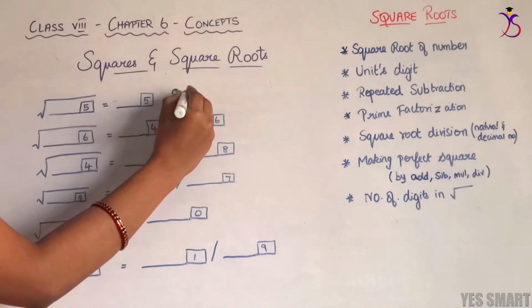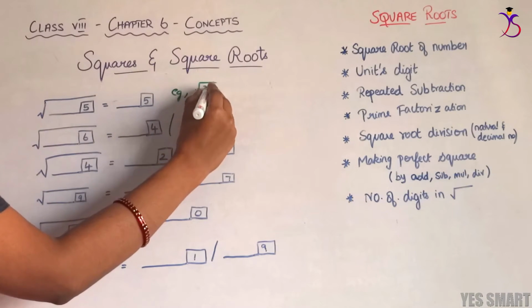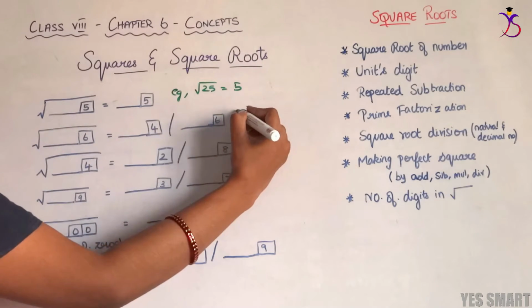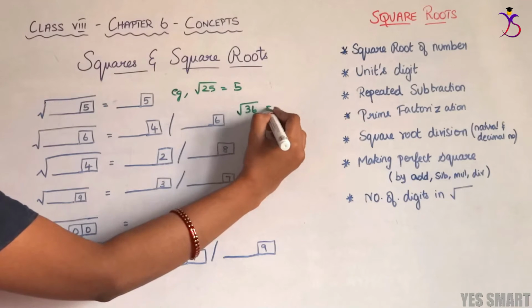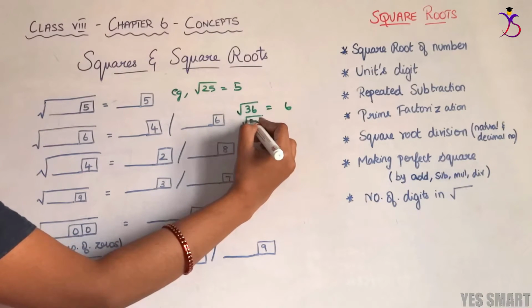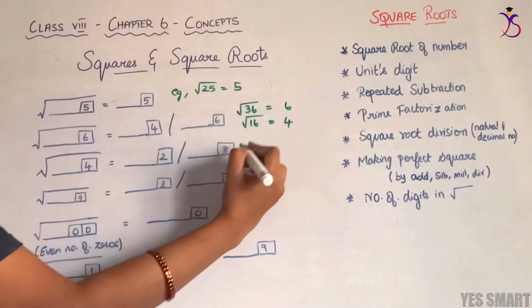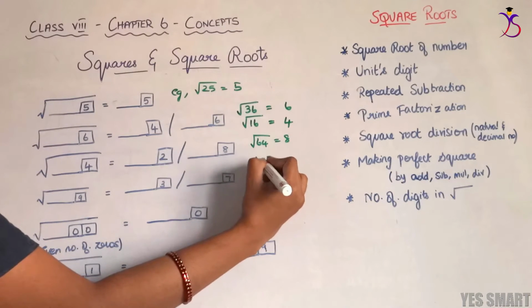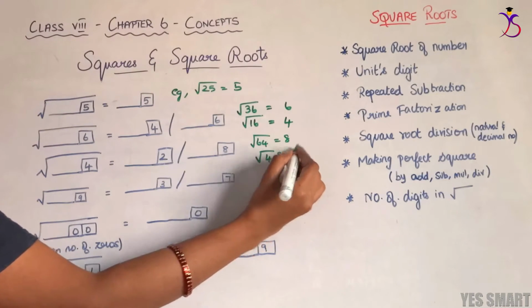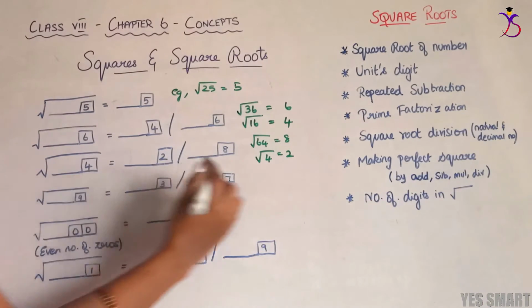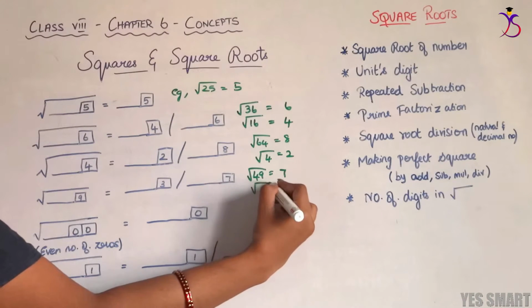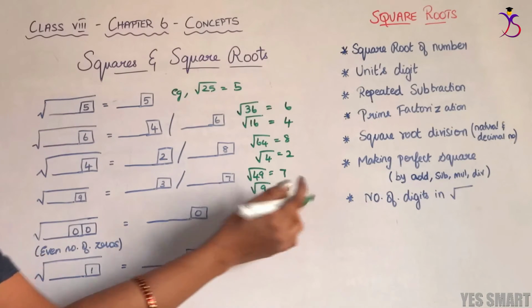So for example, square root of 25 equal to 5. Here the unit digit is 5 in both cases. Square root of 36 is 6 and square root of 16 equal to 4. Square root of 64 equal to 8. Square root of 4 equal to 2. So for this case, square root of 49 equal to 7. Square root of 9 equal to 3.